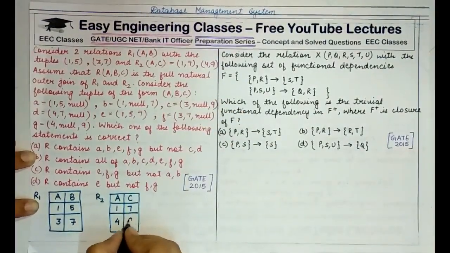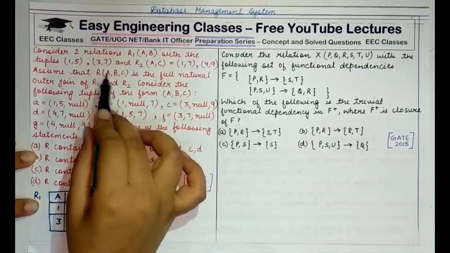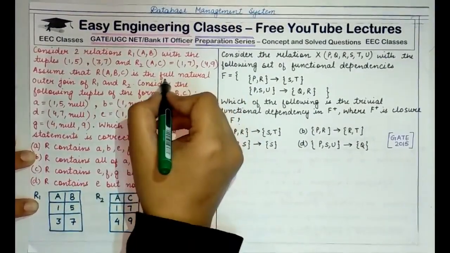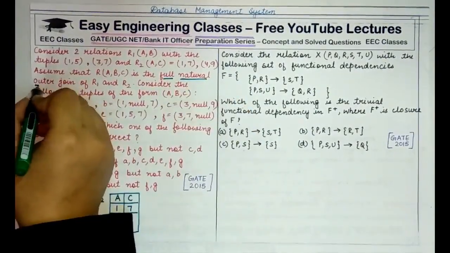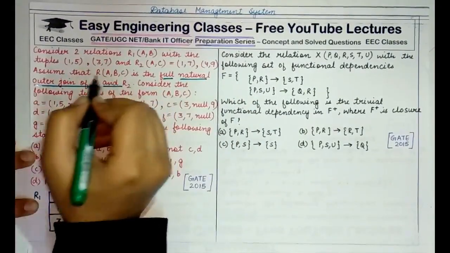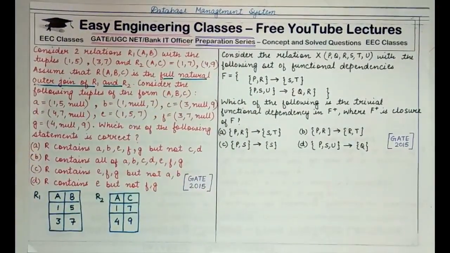Now we are told that R is the full natural outer join of R1 and R2. Here you need to know the concept of full natural outer join. So what is a natural join? A natural join takes two or more relations, here R1 and R2, and combines the tuples of both these relations based on the common column. In our case the common column is A.